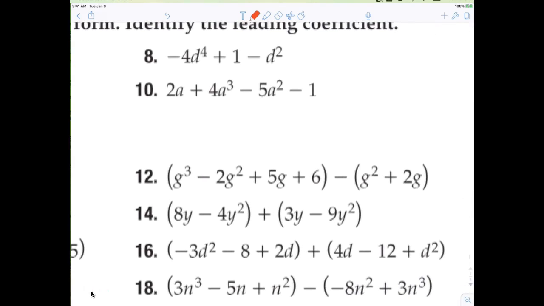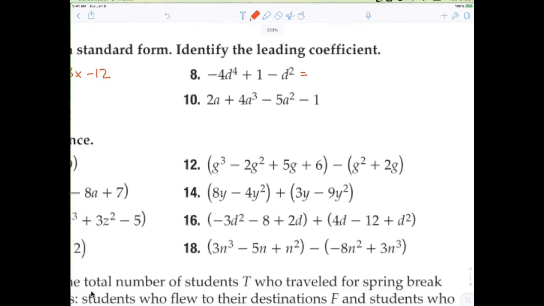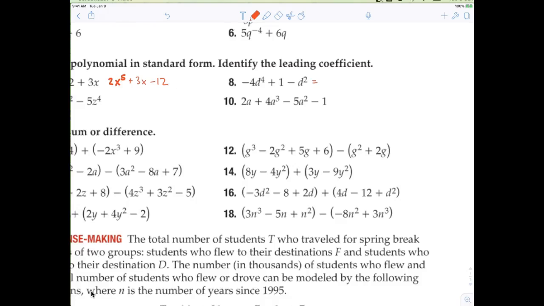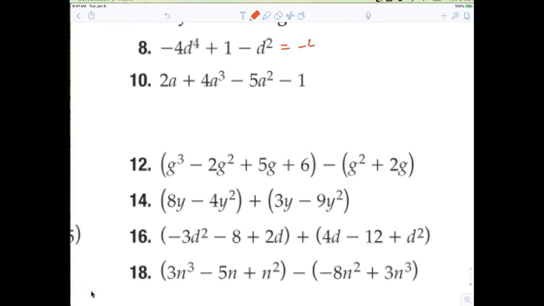Someone tell me. Go ahead. So -4d to the 4th. Very good. Then what? Negative d to the 2nd. And plus 1. Yep. There we go. Did everybody go with that?